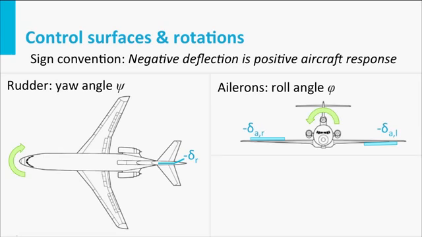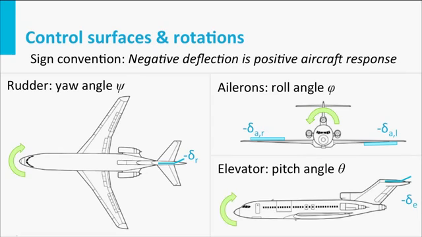The roll angle, therefore, we use the character phi, roll angle phi or bank angle phi. And here we also see that the minus sign of the deflection for aileron left and right, which have an opposite sign convention, corresponds to a positive bank angle phi. And the elevator, pitch angle theta: again, a negative extension of the elevator, minus delta E, results in a positive pitch angle theta.